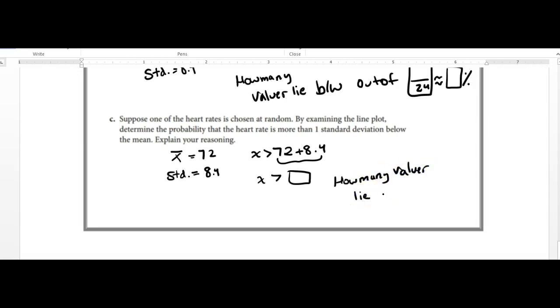So go ahead and count how many values are greater than 72 plus 8.4 out of the total 24. All right, and then again, let's change that to a percent. We'll come back with the next video, so stay tuned.